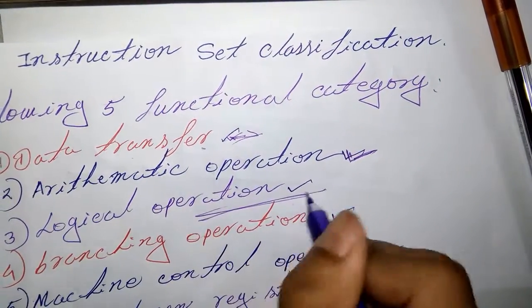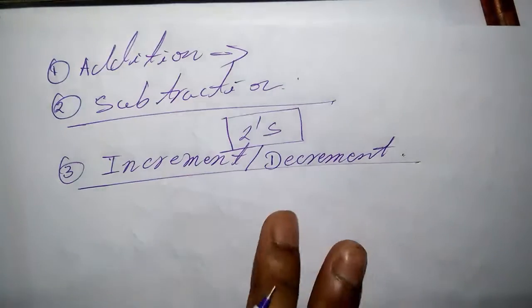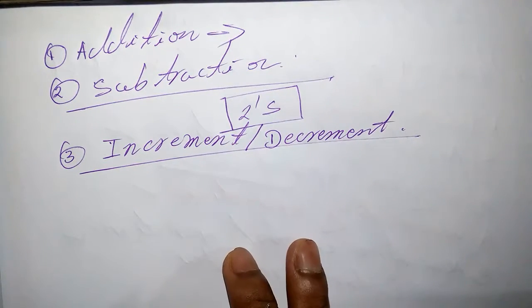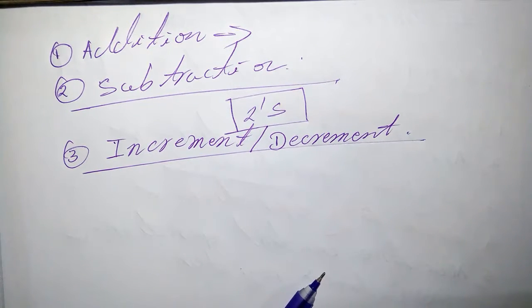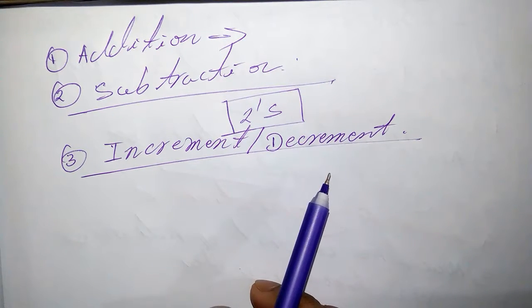Now the next one is logical operations. These instructions perform various logical operations with the contents of the accumulator, such as AND, OR, exclusive OR, NOT, rotate, compare, and complement. The contents of a register or a memory location can be logically ANDed, ORed, and exclusive ORed with the contents of the accumulator.